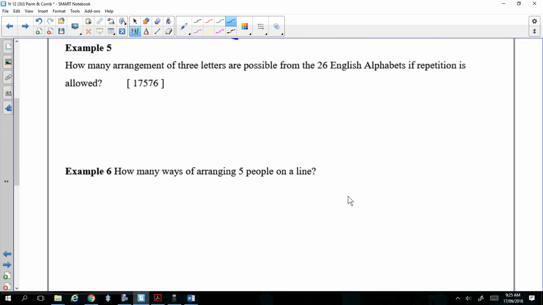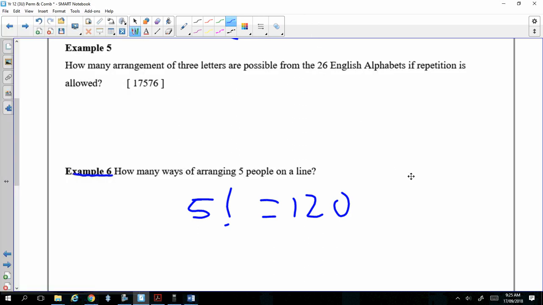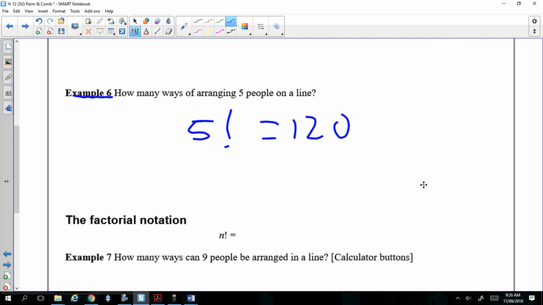Let's ask Jessica C. Jessica C, can you tell me how to do example 6? How many ways of arranging 5 people on a line? 5 factorial. Okay, good answer. 120. You know how to access 5 factorial on the calculator, which is 120. Okay, good. Looks like you're pretty good at it, so we're going to continue.